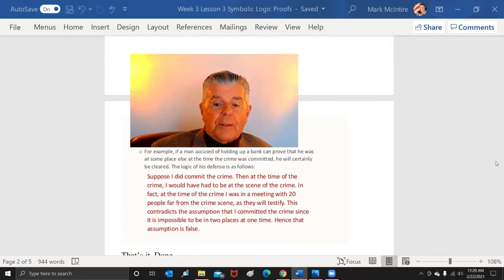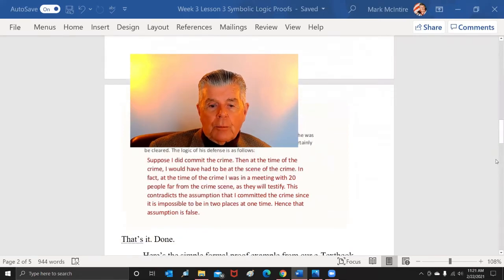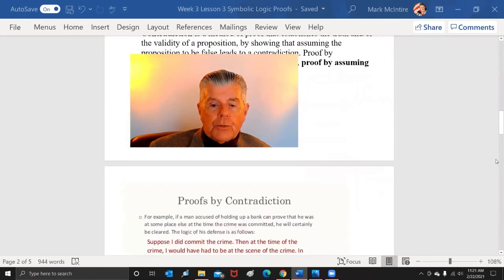Well, in fact, at the time of the crime, I was meeting with 20 people far from the crime scene, and they will so testify. This contradicts the assumption that I committed the crime, since it is impossible to be in two places at one time. So he has reduced the prosecution's argument to absurdity. Reductio ad absurdum is one of the other names that is used for proofs by contradiction.